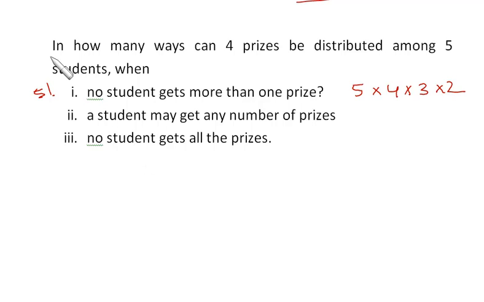Now say this: a student may get any number of prizes. Now just see the difference. For the first prize, how many options do we have? 5. For the second prize, now a student may get any number of prizes, so still we have 5 choices, right? For the third prize also we have 5 choices. For the fourth prize also we have 5 choices. So in all it is 5 raised to 4. That means 625 ways are there, right?